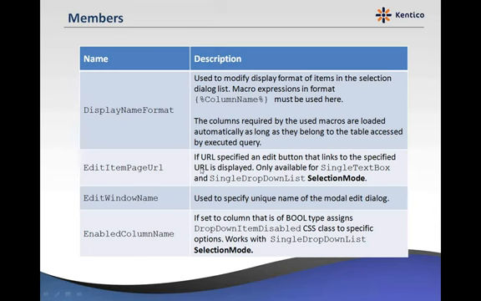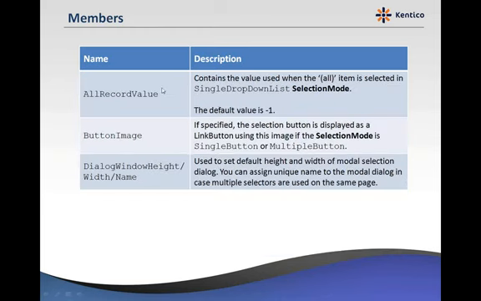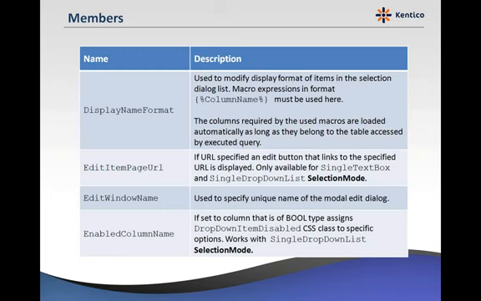Alright, let's move forward. There is the edit window name property, very similar to the dialog window name property, used to specify the unique name of the modal dialog to avoid complications. Enabled column name is a property that is used only by the single drop-down list selection mode.